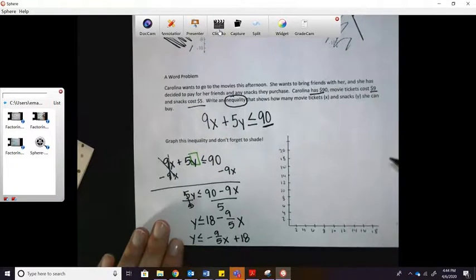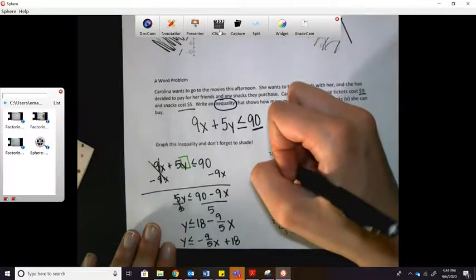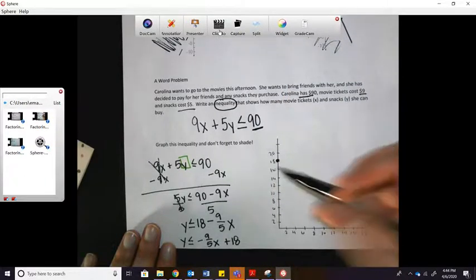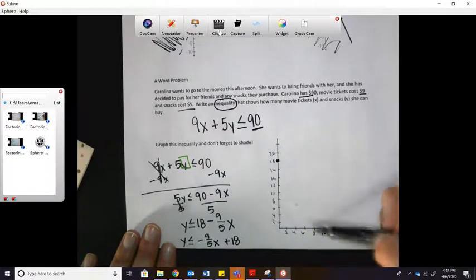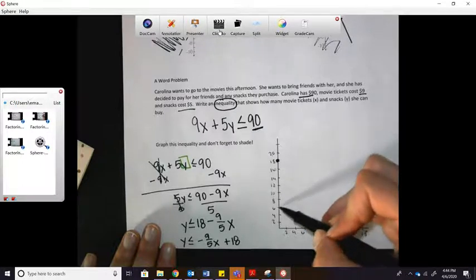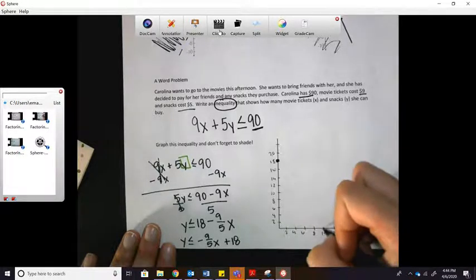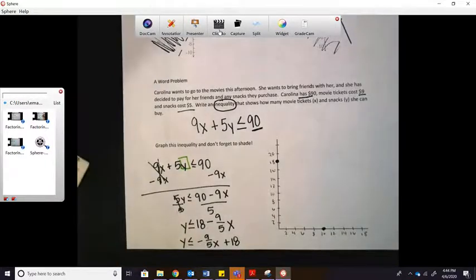So we're going to go ahead and we are going to now graph this. So our y-intercept is 18, so I'm going to start at 18. Notice my slope is negative 9 over 5. So when I go down 9 over 5, you see how my graph has the same labels on both? So I'm going to go down 9, 2, 3, 4, 5, 6, 7, 8, 9, and over 5. 1, 2, 3, 4, 5. I am going to connect the dots with a solid.